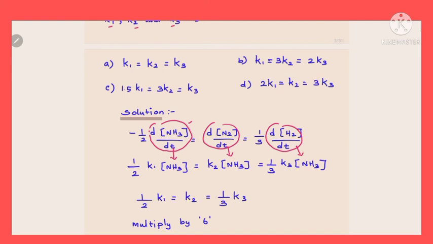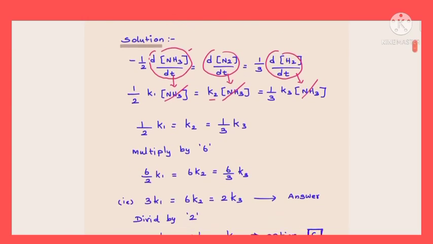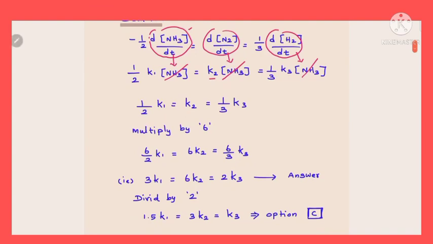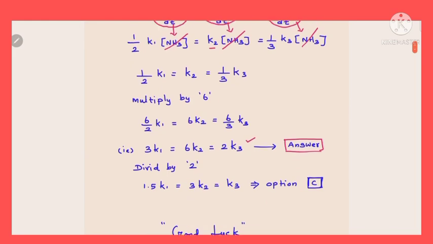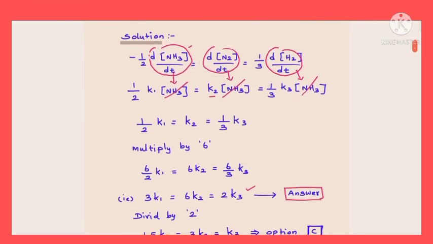Now here you can see in all these 3, the NH3 concentration is common, so you can cancel it. Now what is left is half K1 equal to K2, equal to 1 by 3 K3, okay, right. Now multiply all by 6. If you multiply all by 6, finally you get thrice K1 equal to 6 K2 equal to twice K3, okay. So probably this will be the answer, okay. So this is the relation between the 3 rate constants K1, K2 and K3, okay, right. But look at the options, we don't have any such option, isn't it, right.